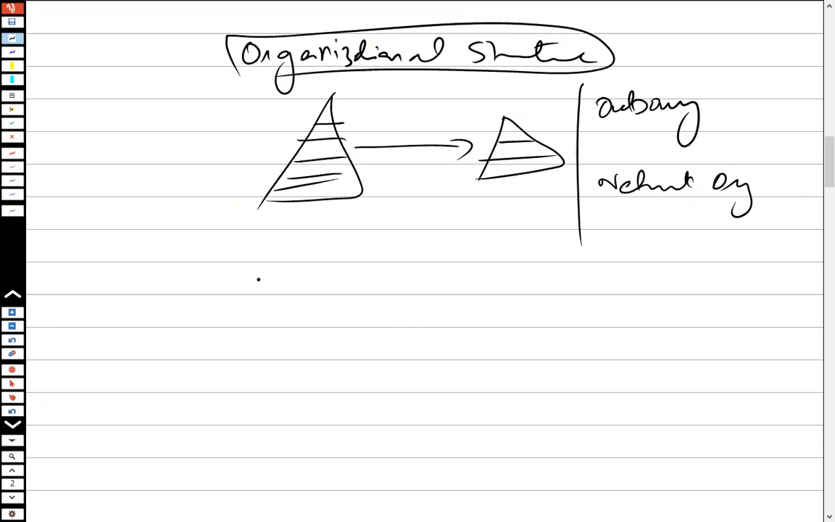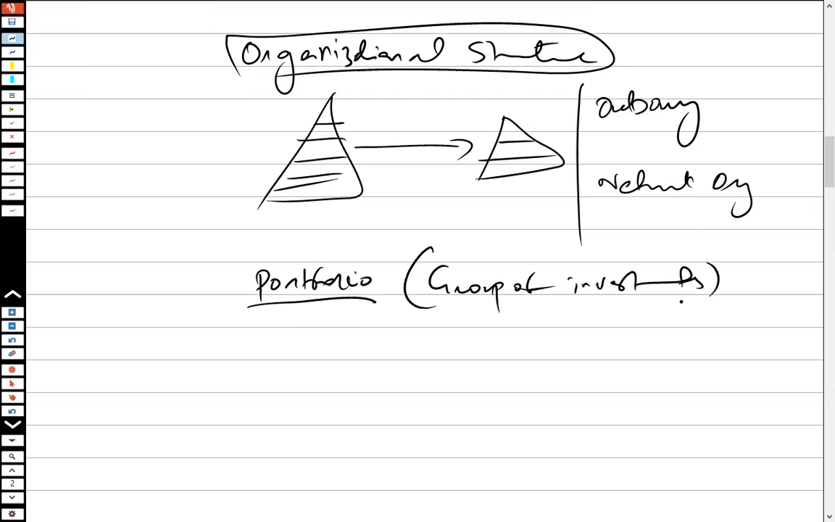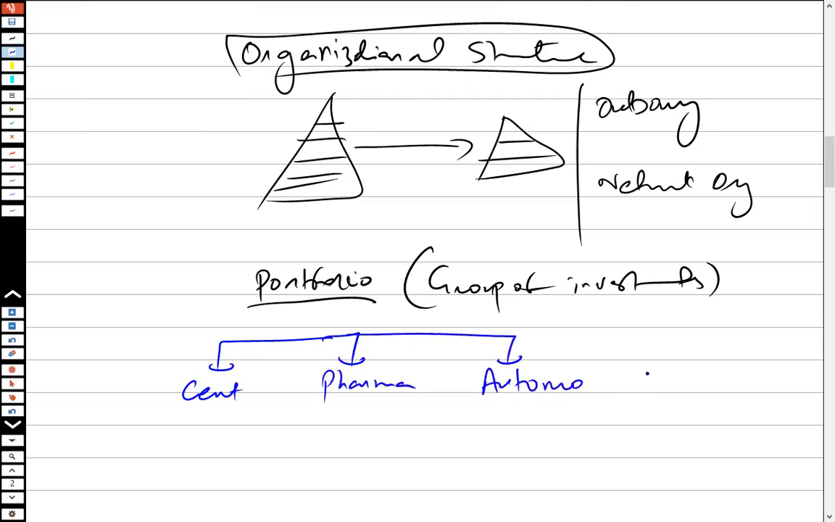The next thing is, at times you bring about a change to the portfolio. What is the portfolio? The portfolio is your group of investments. For example, when we talk about the portfolio being a group of investments, you might have invested in a cement company, you might have invested in a pharmaceutical company, an auto manufacturer, and you might be investing in the textile sector also.